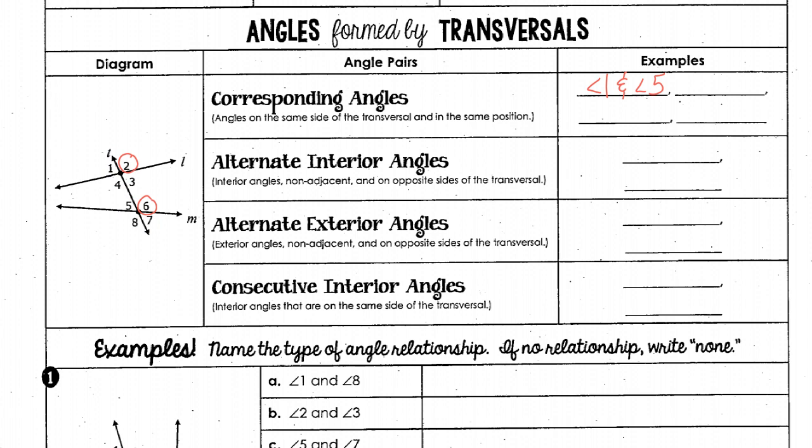Same thing here, we have angles 2 and angle 6 are corresponding. Again, out of the first 4 sets, notice how angle 2 is on that top right-hand corner. And on the second set, angle 6 is in that same location, same position.